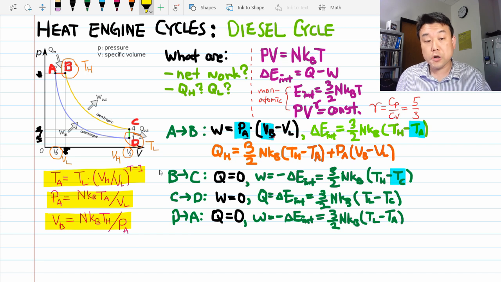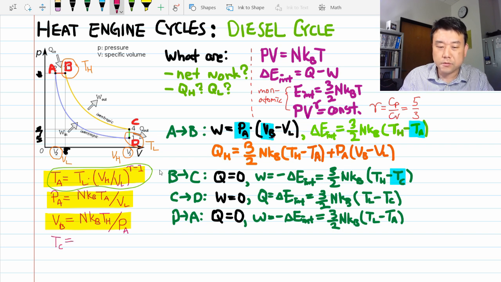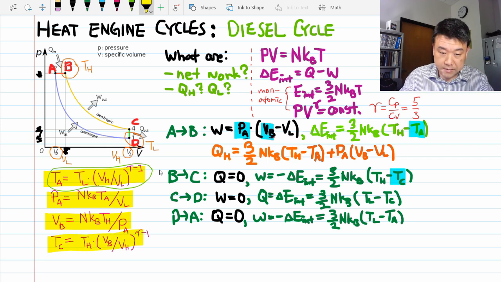Now that I know the volume at B, I can express temperature at C through the same formula as this one here. I'm just going to try to remember it from memory. It is Tc is equal to, I relate it to the temperature at point B, which is the high temperature, times, and it's lower, so it must be volume at B divided by volume high, raised to the power of gamma minus 1. Alright, so that's the temperature at C.